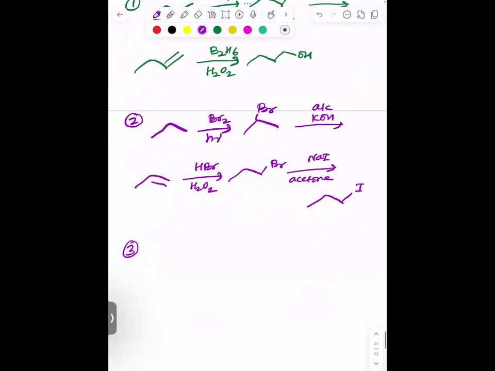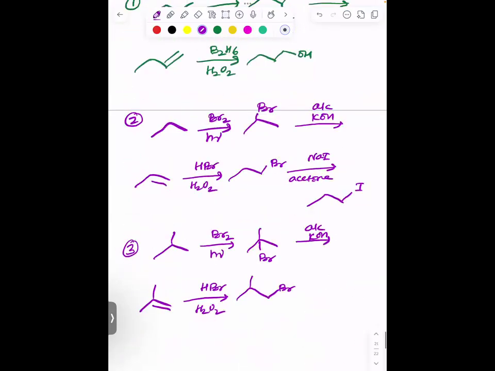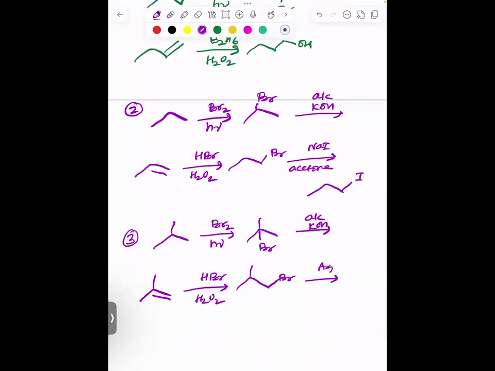Last, same. Then alcoholic OH. Then terminal position, so hydrogen bromide in the presence of peroxide. What do we need here? Fluorine. Note down quickly.